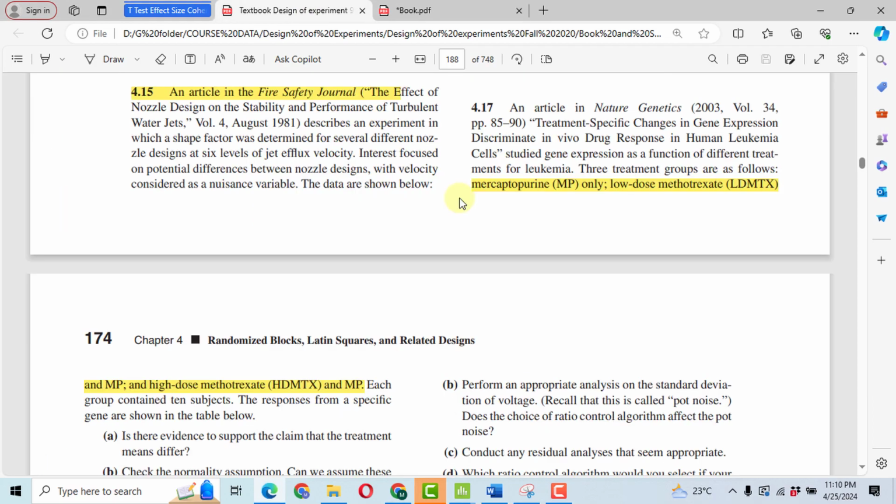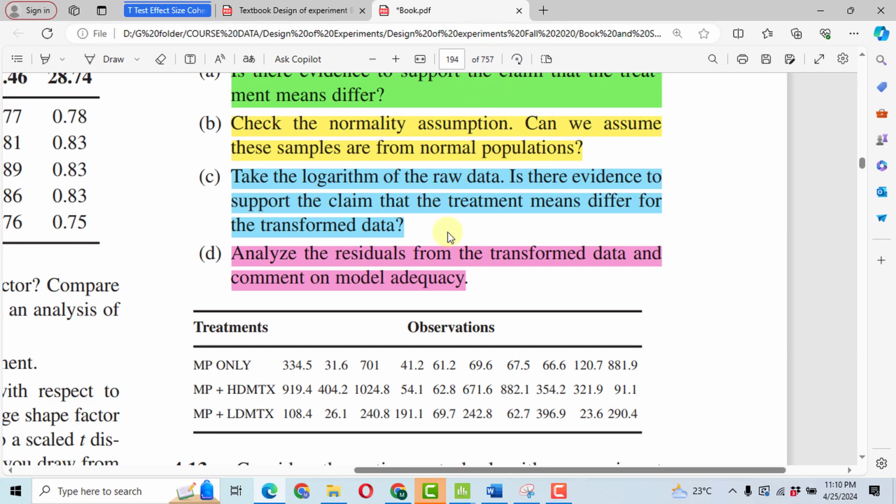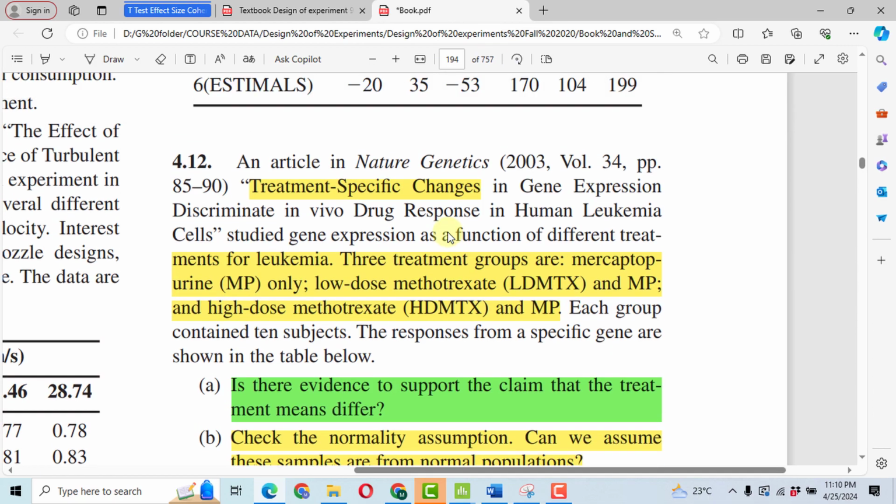Bismillahirrahmanirrahim. Today I will solve question number 4.17 from the book Design and Analysis of Experiments, 9th edition, and in another edition it is question number 4.12. For your kind information, although it is part of Chapter 4, in which there are RCBD, Latin square design, and Graeco-Latin square design, this question is based on the one-way ANOVA concept because there is no blocking.